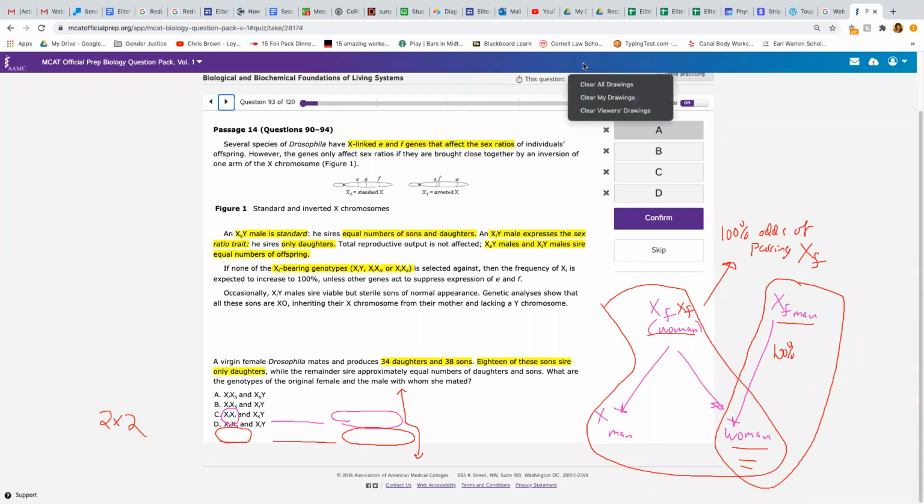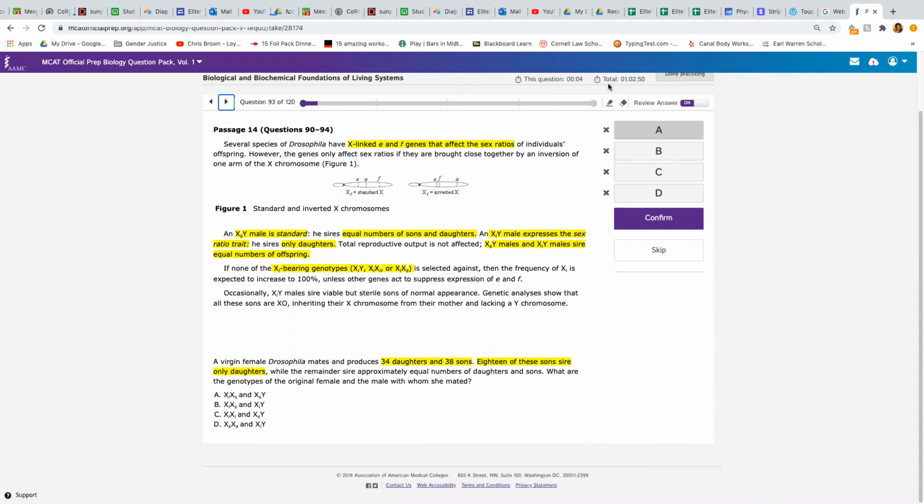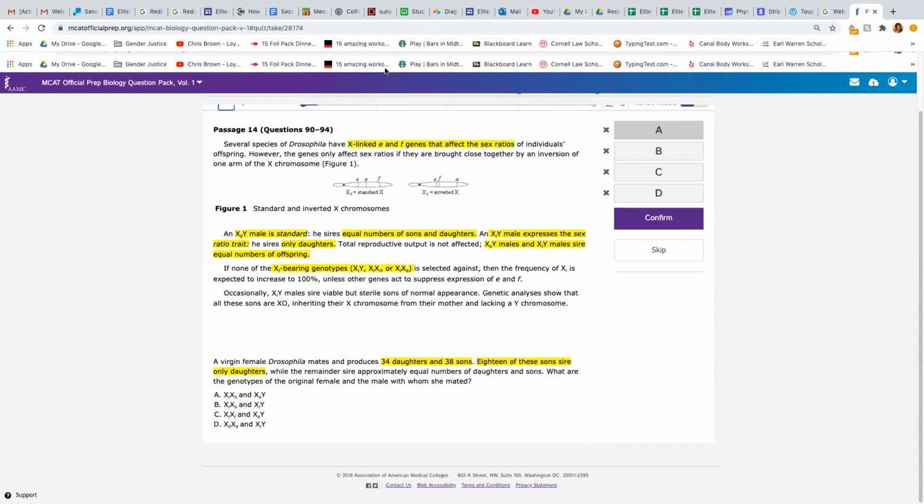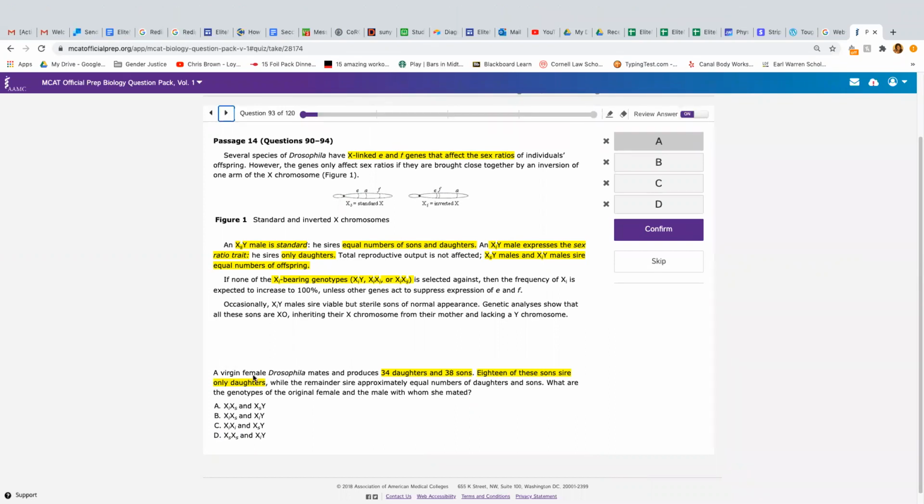Let's see, are there any more questions that are difficult? Okay, let's actually work through this one. This one is a good one, okay? So you have a virgin female who mates and produces 34 daughters and 34 sons. Each of the 18 of the sons sire only daughters, all right? So let's stop there. That tells us that these sons have what kind of phenotype? They must have the mutant and they must have the male chromosome. We know they have a male because we know they have the Y because they're male, and we know they have that mutant chromosome because they only had daughters as offsprings, right?